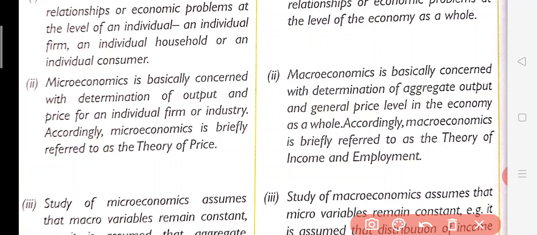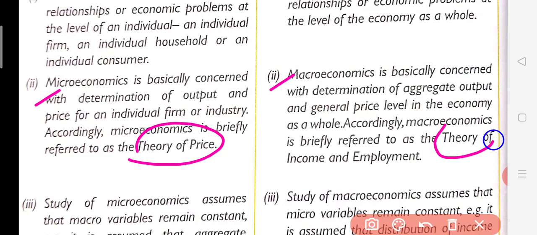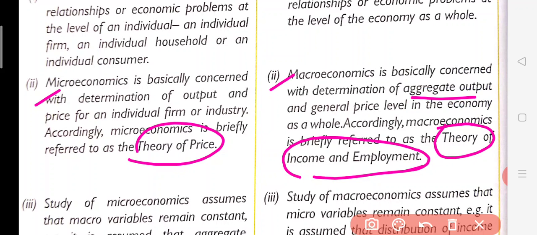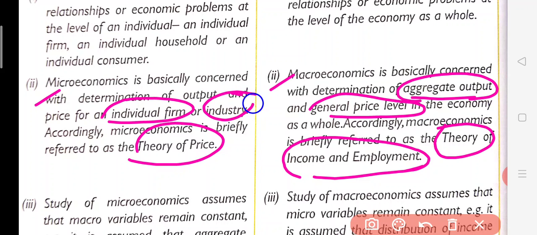Second point, what is the other name for microeconomics? Microeconomics is also called the theory of price. In the same way, macroeconomics is also called the theory of income and employment, because in macroeconomics we talk about the aggregate output level, meaning supply by all the firms, and general price levels. All these are macro factors. Here we are talking about an individual industry or firm. So here it is called the theory of price, and here it is called the theory of income and employment. You just have to remember these names for microeconomics and macroeconomics.